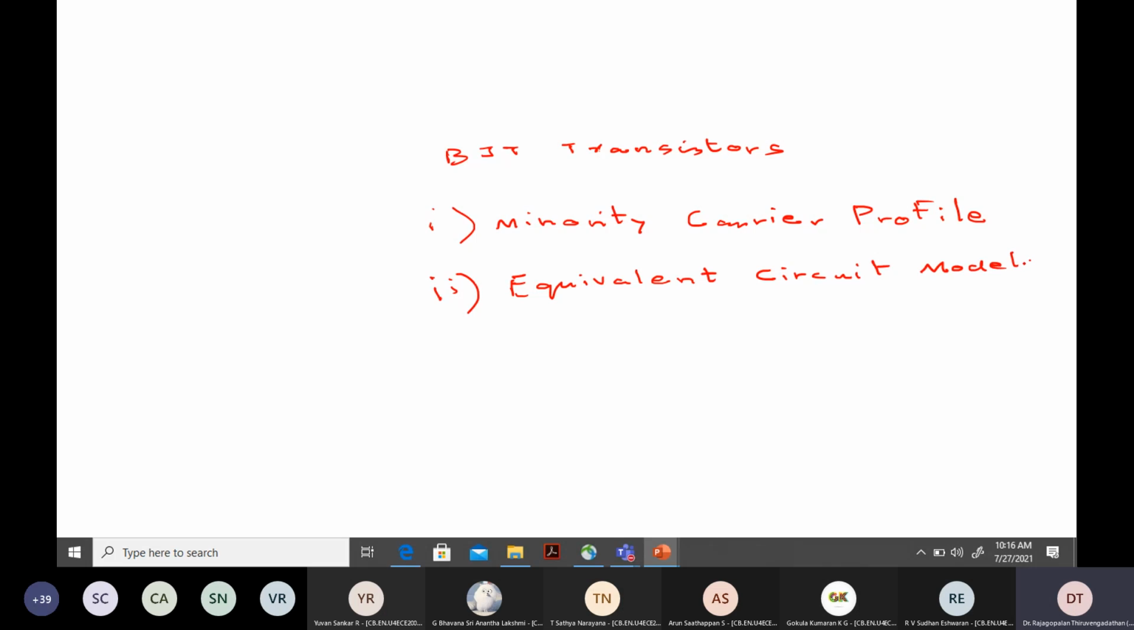And here we are going to deal only with the large signal model. The small signal model is a different topic altogether. So this is for the large signal model, and we will deal with this in today's class. So let us recall the facts.